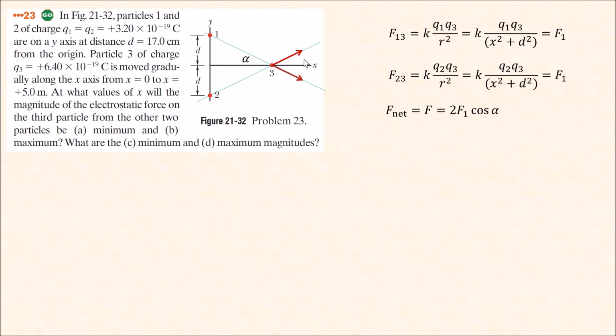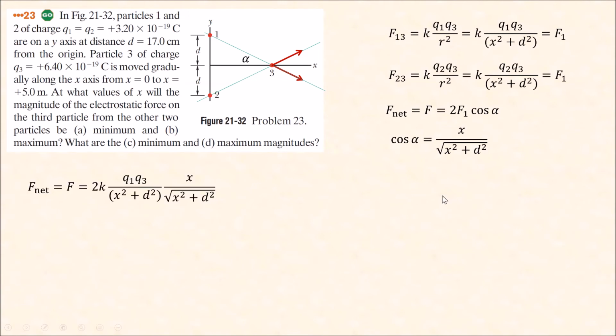You see, the y components cancel each other, the x components add up. So we get twice the x component of one of them, and that would be the magnitude of one of them times cosine of this angle alpha, which is the same as this angle alpha. So what is cosine of alpha? Cosine of alpha is adjacent over hypotenuse. Adjacent is x, hypotenuse is the square root of x squared plus d squared. And that becomes F equal to 2k q1 q3 over x squared plus d squared, that's F1, times cosine of alpha. So this is the net force.